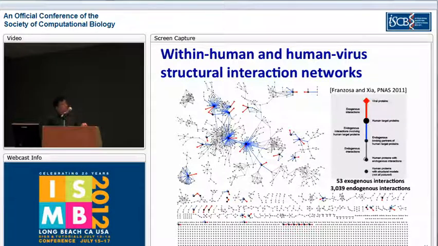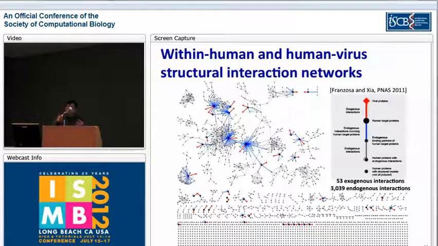Importantly, each one of these nodes is structurally resolved, so it has a three-dimensional structure associated with it. Each one of these edges also has a three-dimensional structure, a model, associated with it. In total, we're able to construct structural models for a little over 50 human-virus protein-protein interactions and a little over 3,000 human protein-protein interactions.